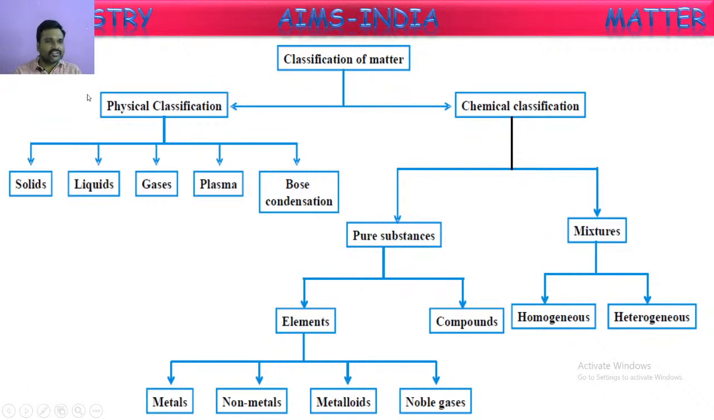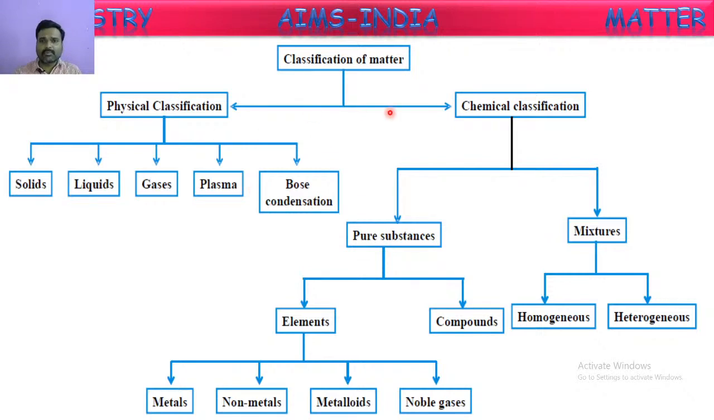In this, the first one is physical classification of matter. Based on physical classification, in the sense based upon the arrangement of particles present in the matter. So, based upon this arrangement of particles, matter is classified into five types here. We can see clearly those five types are solids, liquids, gases, plasma, and Bose-Einstein condensate it is called. So, these are physical forms of matter.